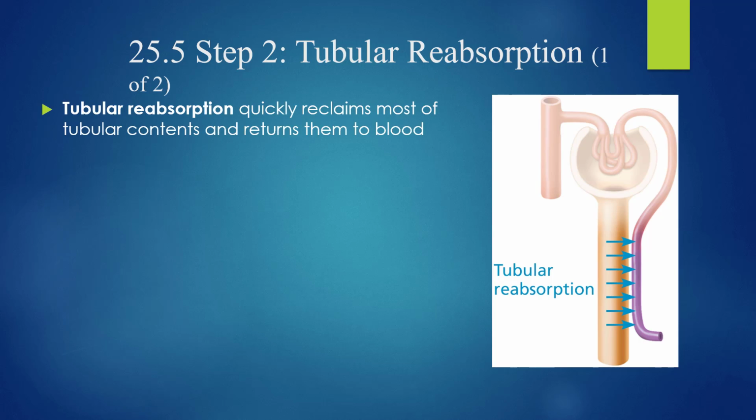Tubular reabsorption quickly reclaims most of the contents of the filtrate that gets into the tube, and then returns them into the blood. Remember that your filtrate really just filters the blood plasma without reference to anything that goes through. Anything that can be filtered will be filtered through the glomerulus. So we're losing a lot of water and a lot of ions, so we have to reclaim them back, and they go straight into the peritubular capillaries and back into the bloodstream.